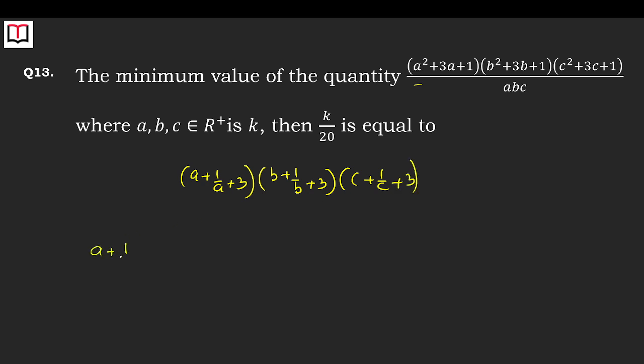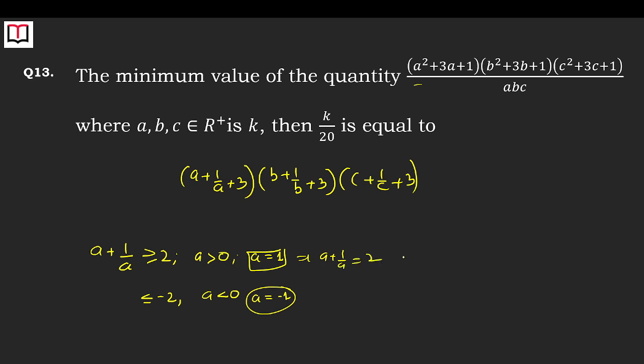And we know the simplest form of inequality which we use here, and the equality holds when a is 1. Or here a is minus 1, then equality holds. So that means a plus 1 by a is 2, the minimum value. That's what they have asked, the minimum value. So this is 5 into 5 into 5, so 125 by 20. Whatever we get is the answer. So again, a simple one.